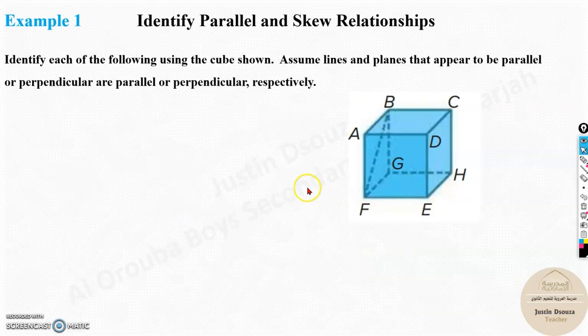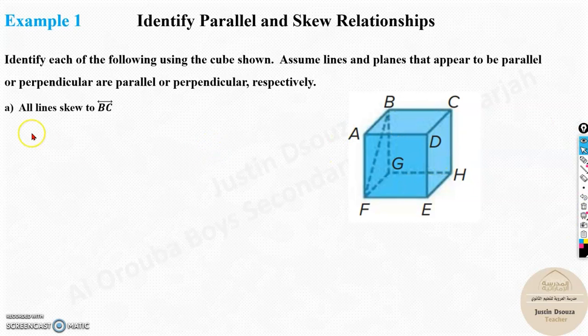Now let us solve this problem over here. Identify parallel and skew relationships. Identify each of the following using the cube shown. Assume lines and planes that appear to be parallel or perpendicular are parallel and perpendicular respectively. What they mean is, look over here, this and this is supposed to be parallel, isn't it? If they look like that, yes, then assume it to be parallel. And for example, this and this is perpendicular over here. So if it looks perpendicular, then they are perpendicular.